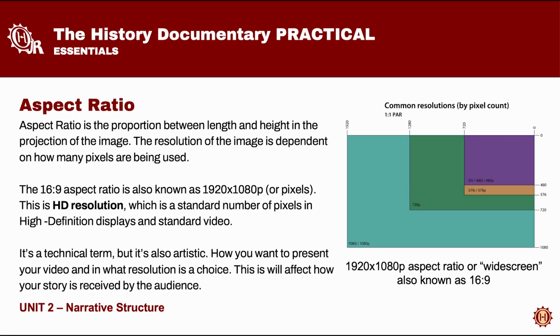So aspect ratio is fundamental to understanding video. The aspect ratio is the proportion between the length and height in the projection of the image. The resolution of the image is dependent on how many pixels are being used. So the 16:9 aspect ratio is also known as 1920 by 1080p pixels. This is high definition resolution, HD resolution. This is the standard number of pixels in high definition displays and in most standard video projections.